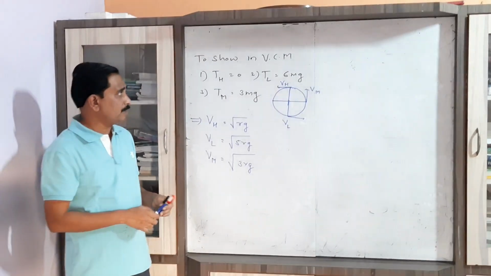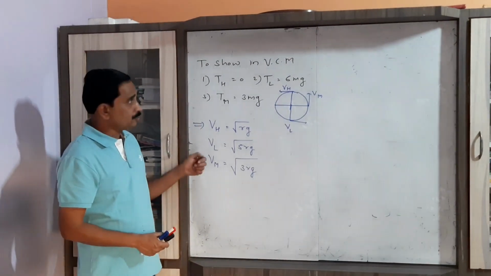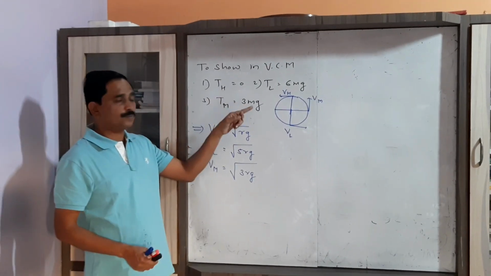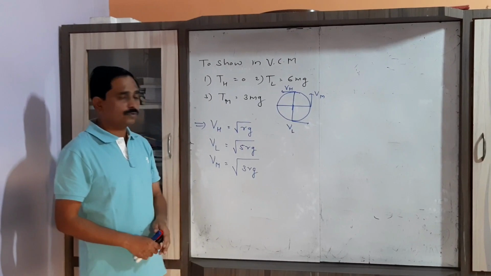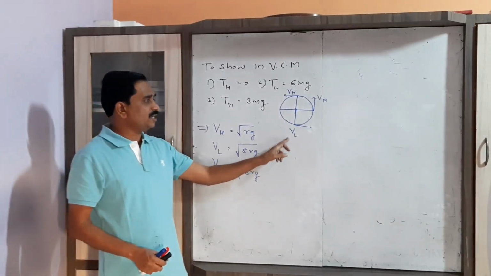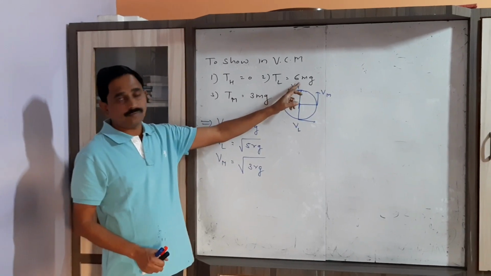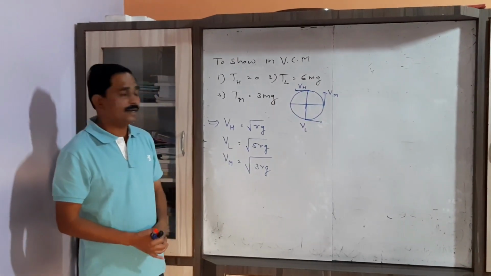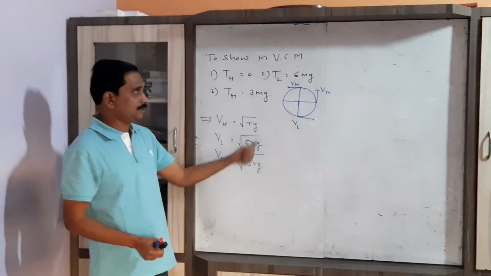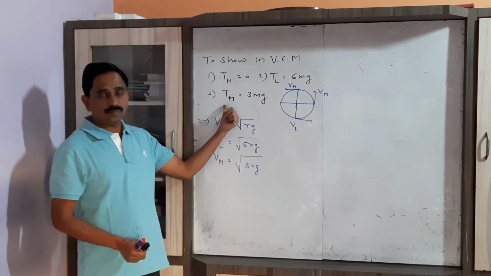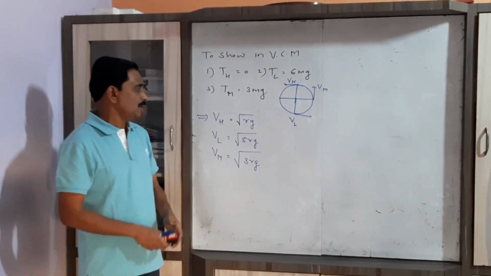By using these values, now we have to show that the tension at the highest position is minimum, equal to 0, and the tension is maximum at the lowest position, equal to 6 times its weight, and it is moderate at the middle position, that is 3 times its weight.